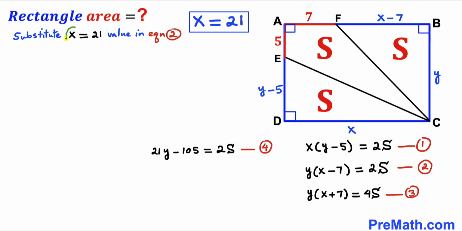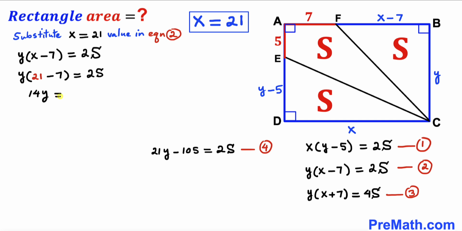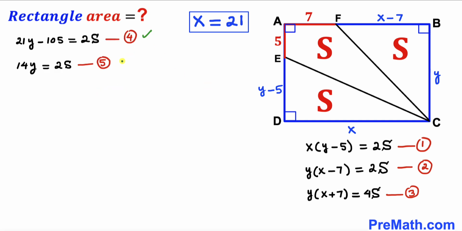This time I'm going to substitute the x equals 21 value in equation 2 as well. Here I have copied down this equation 2. In this equation, I am going to substitute the x value as 21. As you can see in this next step, I have substituted x as 21. Therefore, we end up with 14 times y equals 2 times s. And I'm going to label this one as our equation number 5. And here we end up with these equations 4 and 5.